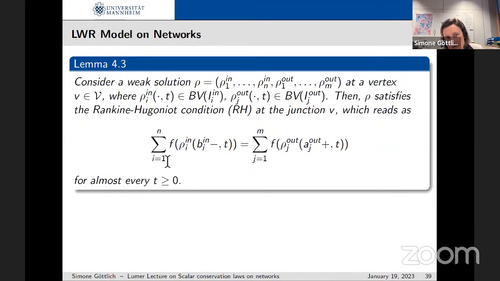So what does it mean? On the left-hand side, we sum up over all the incoming fluxes, and on the right-hand side, we sum up over all the outgoing fluxes, for almost every t. This means, in other words, that there is mass conservation or flux conservation at nodes. No cars will get lost or will be produced at nodes.